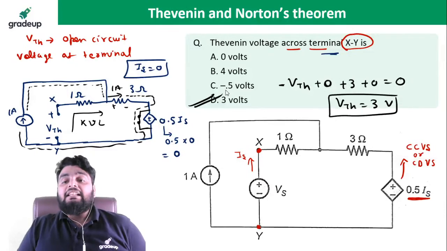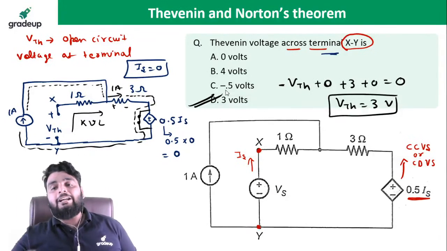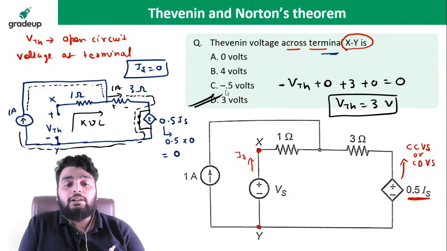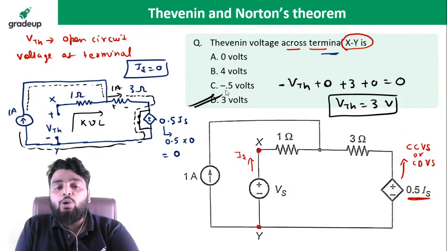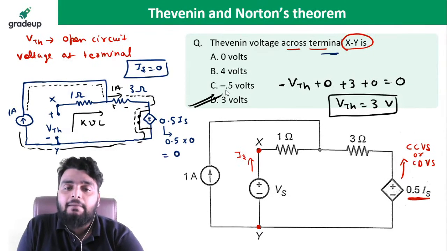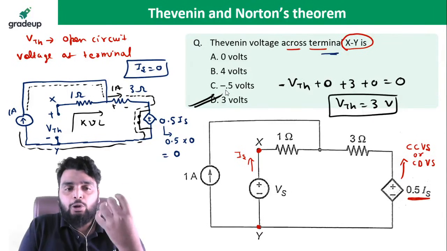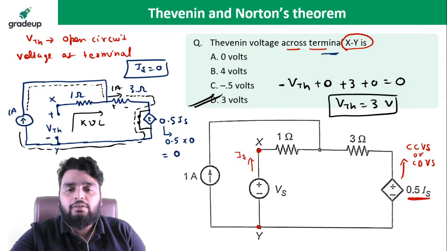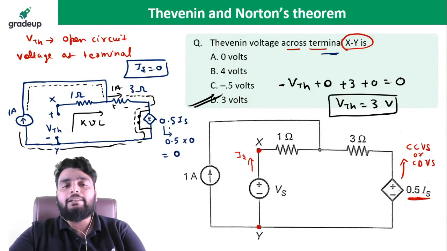Option D. This question is just a 1 mark question, but I guarantee most of the students will not be able to solve this question because they are not thinking about removing the voltage source. So beta, the load can be anything. It can be a current source, a voltage source, or a resistor. Here the load is a voltage source, so I can remove this particular voltage source and calculate this.